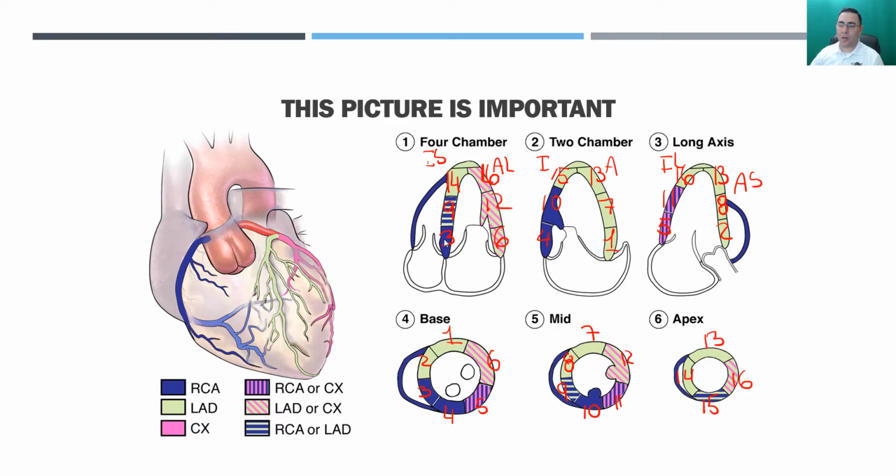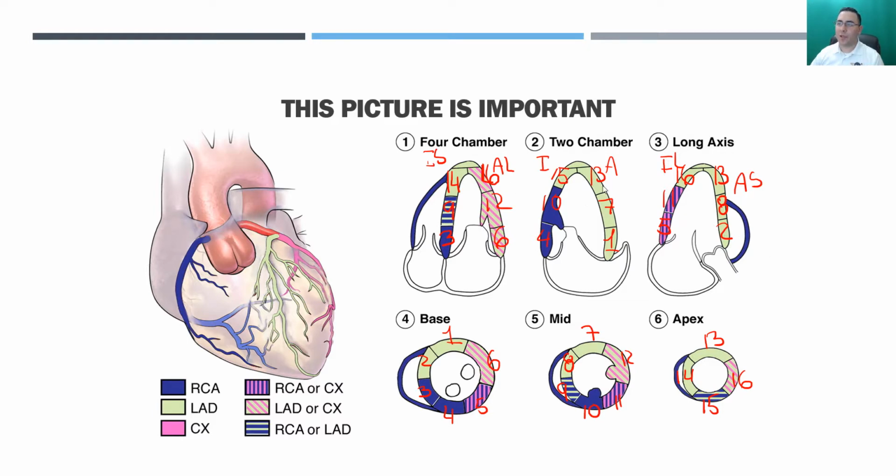Now, between the basal and the mid segments, we have a difference of 6. 3 plus 6 is 9. 6 plus 6 is 12. 4 plus 6 is 10. 1 plus 6 is 7, 5 plus 6 is 11, 2 plus 6 is 8.